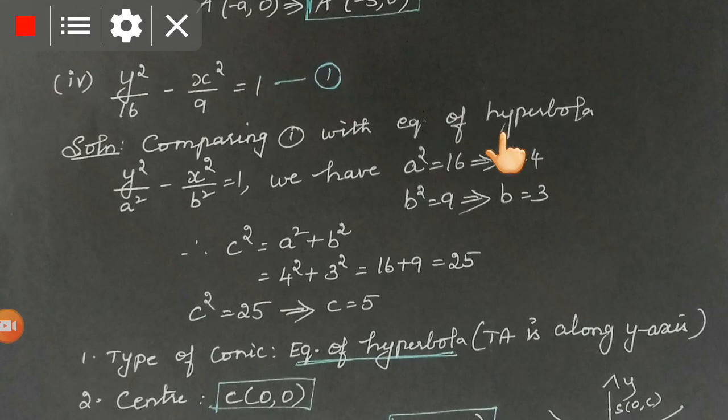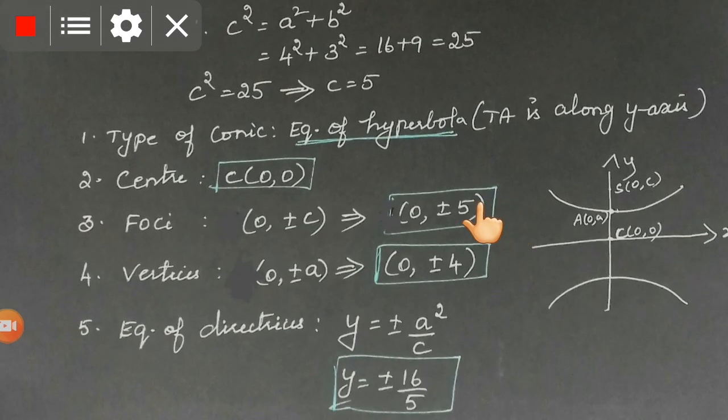Because y is only y square. It is not in the form of y minus k the whole square, x minus h the whole square. Therefore, what is the center? Center is at the origin 0, 0.